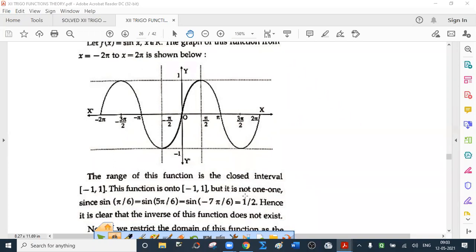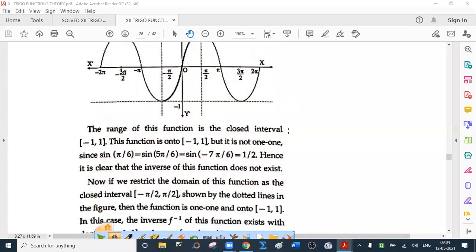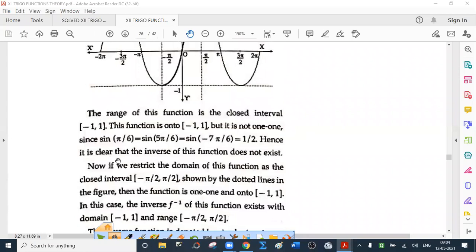Why? Because what is sin pi by 6? Sin pi by 6 is the same as sin 5 pi by 6, the same as sin of -7 pi by 6, which is nothing but 1 by 2. See, if you draw a line parallel to the x-axis and it intersects the graph at more than one point, clearly that function is not 1-1. If you draw a line like this, you will notice that the line intersects the graph at so many points. So the function is definitely onto, but it is not 1-1. So it is clear that the inverse of this function does not exist.